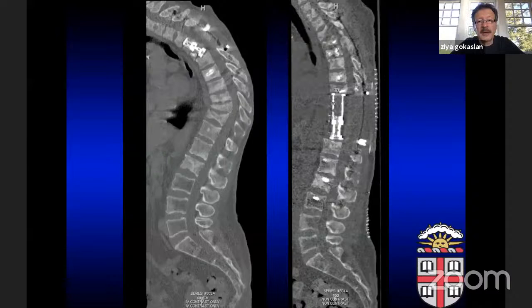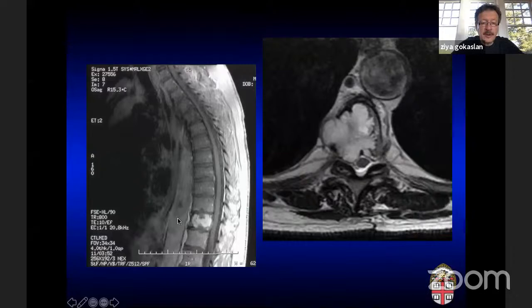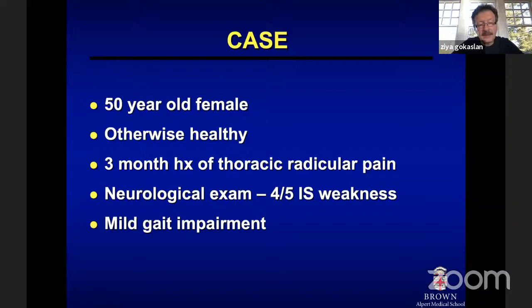And I'll show this case as the video presentation index case for a total spondylectomy. This is a patient with a chordoma. This patient presented with 3-month history of radicular pain and some weakness in the lower extremities. Again, gait impairment. CT guided biopsy proved this to be a chordoma. And I have a video here that's about, I think, 5 minutes. I'll share that with you. But before that, I just want to walk through the steps of the procedure.